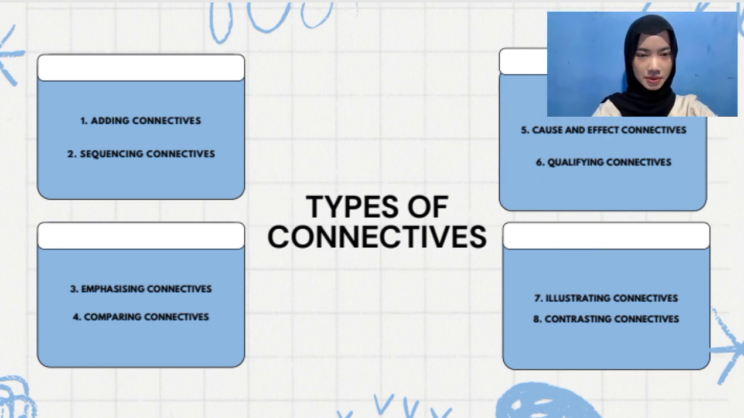Types of connectives. 1. Adding connectives. They are used when you want to add ideas together that agree with each other or are about the same things, like and, also, as well as, moreover, and too.